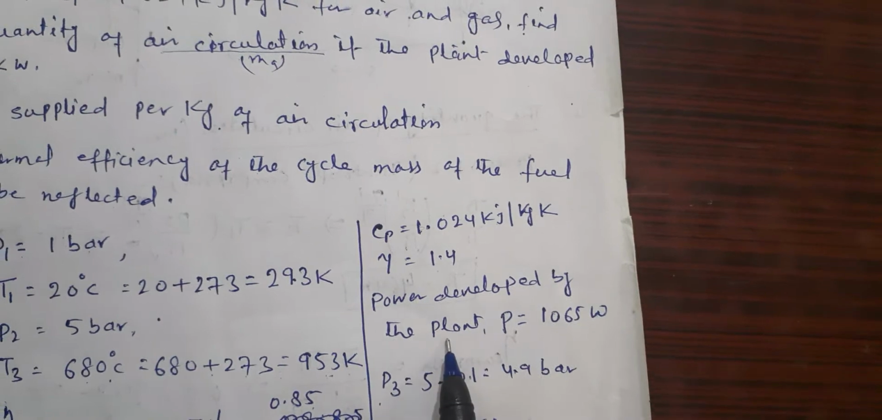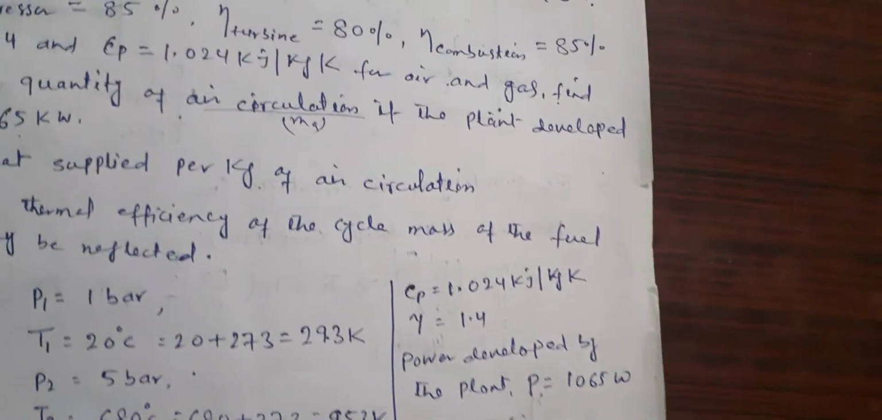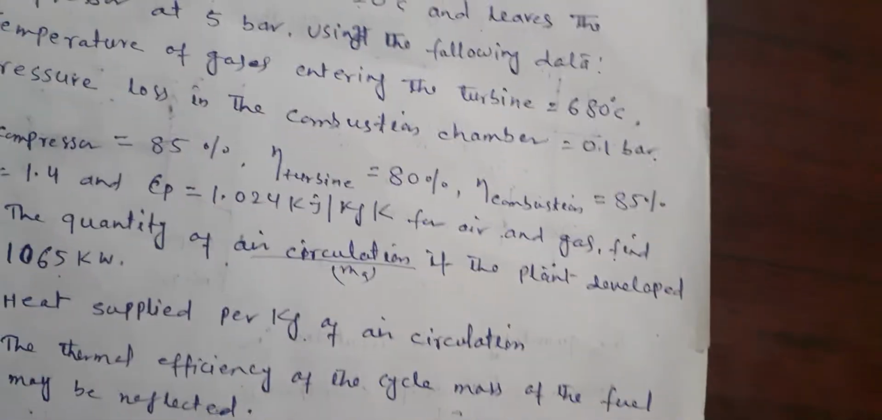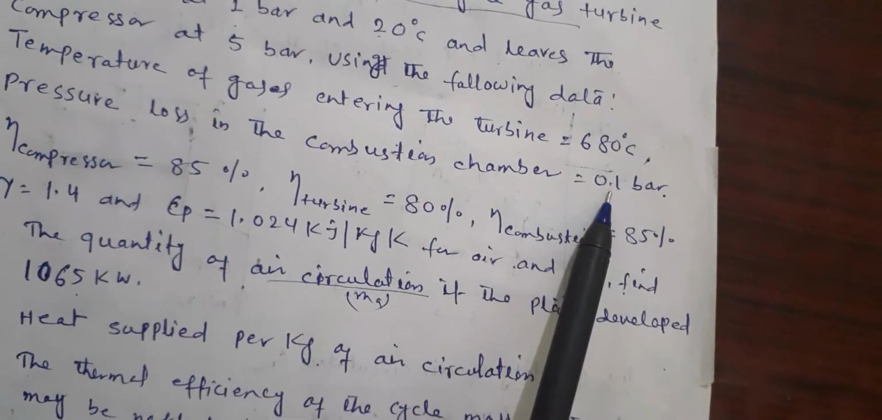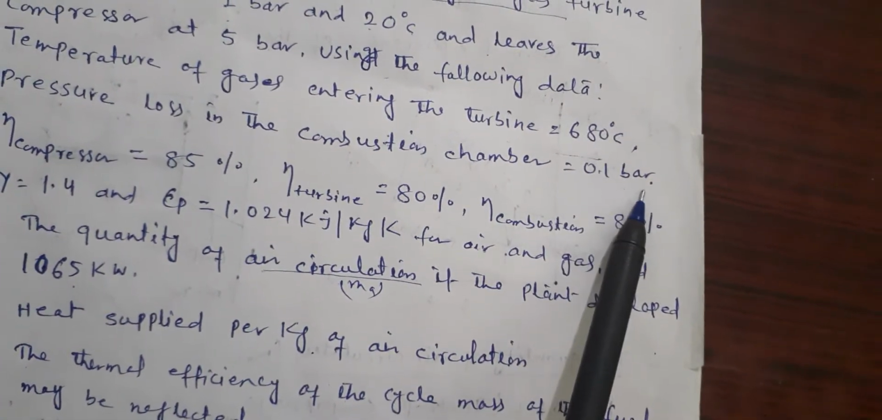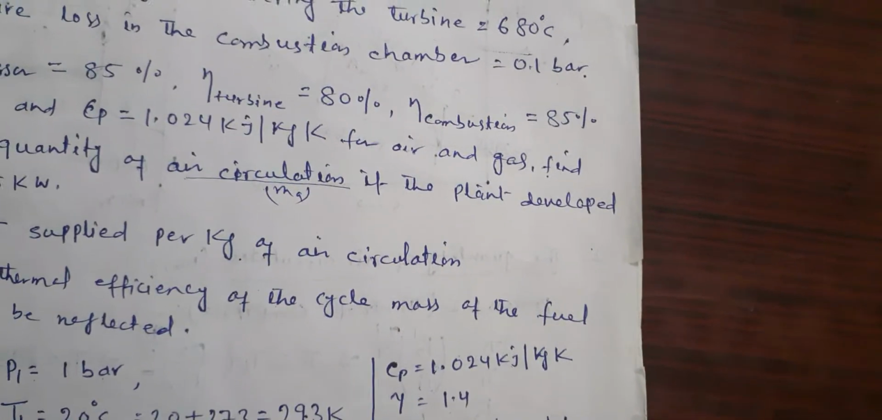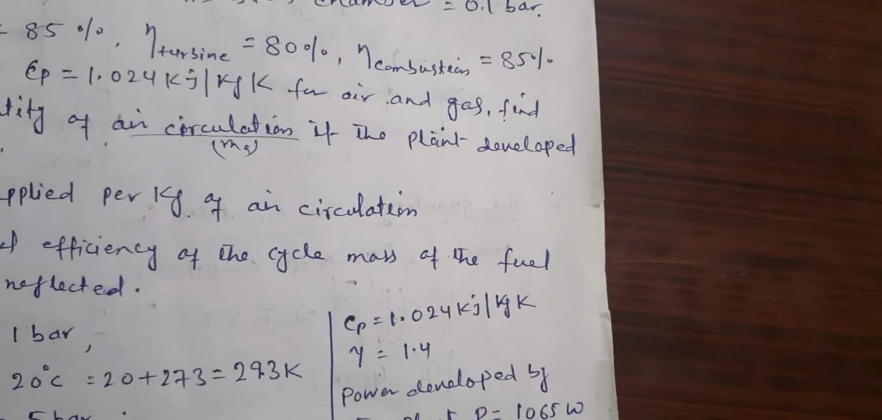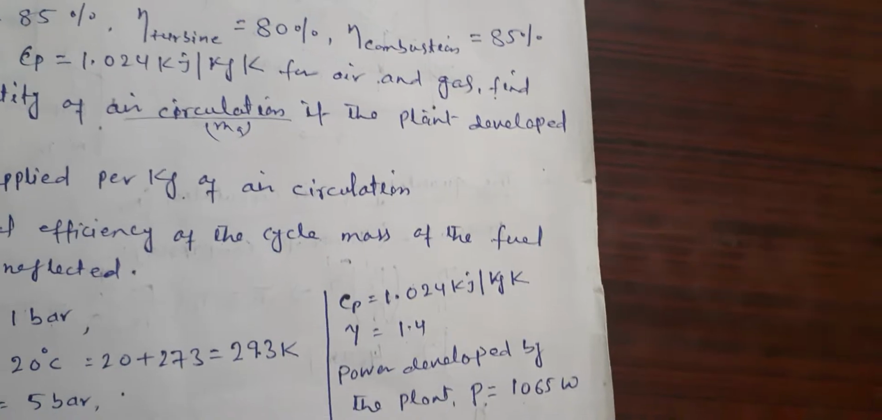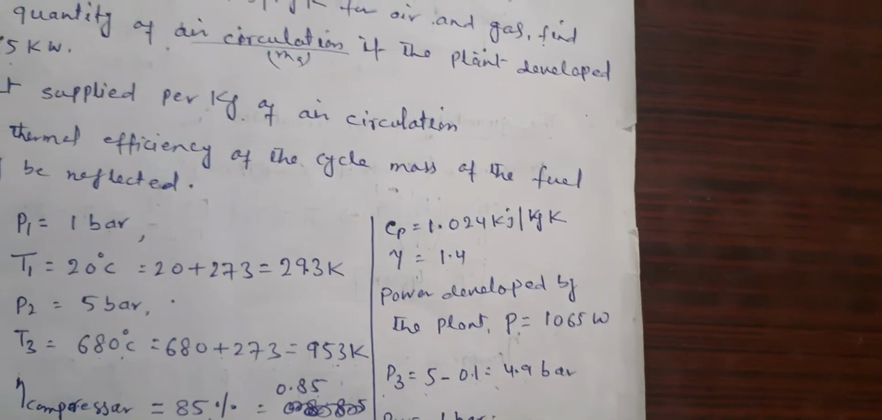Power developed by the plant, P, is equal to 1065 kilowatt. P3 means the pressure after the loss in the combustion chamber, where the pressure is lost by 0.1 bar. So P3 is P2 minus the pressure loss in the combustion chamber, 5 minus 0.1, which is 4.9 bar. And P4 is equal to 1 bar.